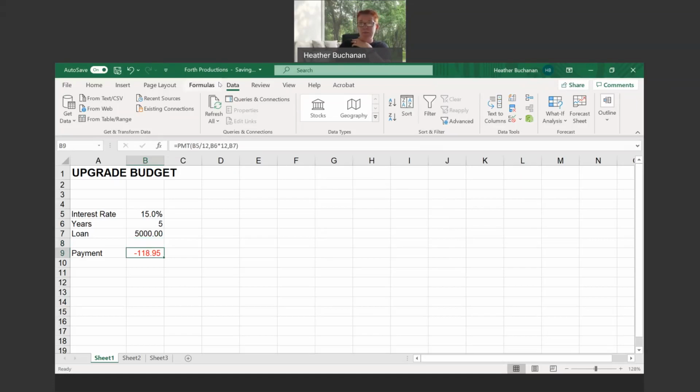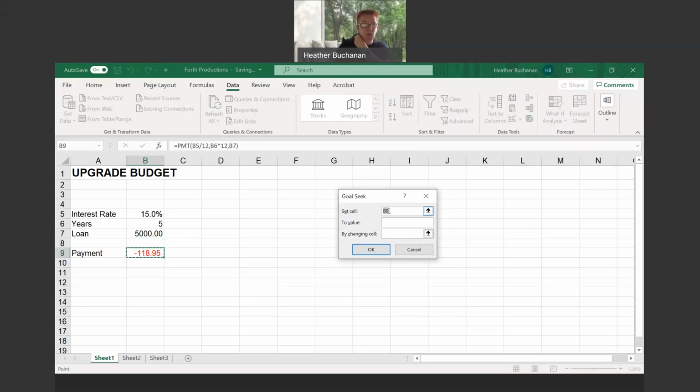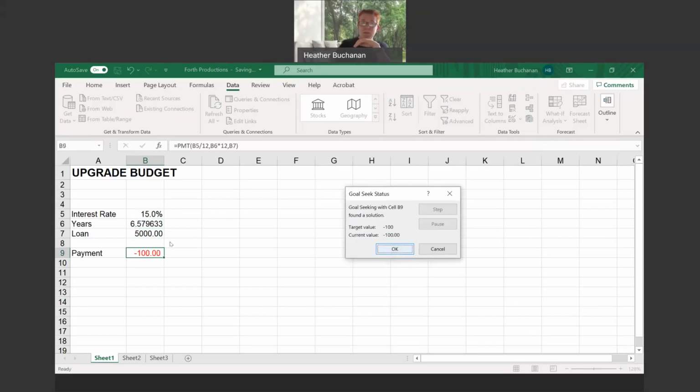Again, data tab, what if analysis, goal seek. I want to set the cell B9 to minus 100, by changing the cell B6 this time. So I'm changing the years. I can afford to pay £100 a month, and I want to see how long it's going to take me to repay it at that amount. Click on OK. We can see there that it's 6.57 and so on.